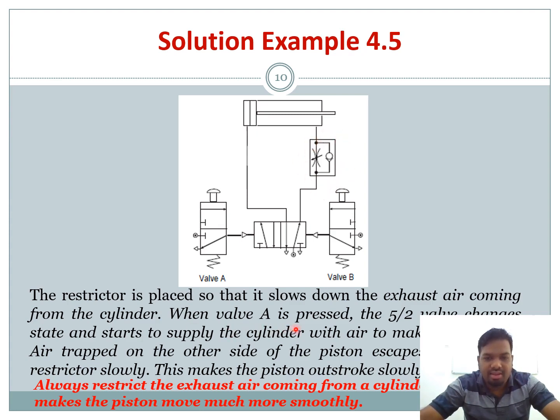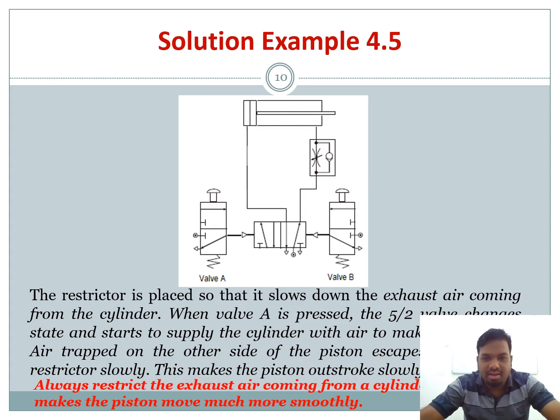When valve A is pressed, your 5/2 valve switches position and your cylinder will start to extend, and the air inside here will start to release slowly. So your cylinder will start to extend slowly. So it solves the problem. You can read, it makes the piston outstroke slowly.